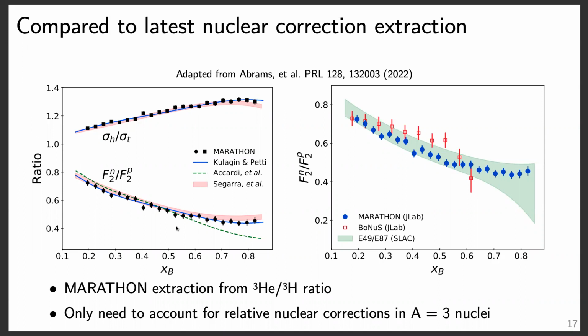So here on the right, this is the exact same curve that's shown here, only now it's shown against the bonus points. And so you can see that they're largely consistent. And so it's going to be very interesting to see what BONuS12 measures, because they should be able to get up to higher x here.